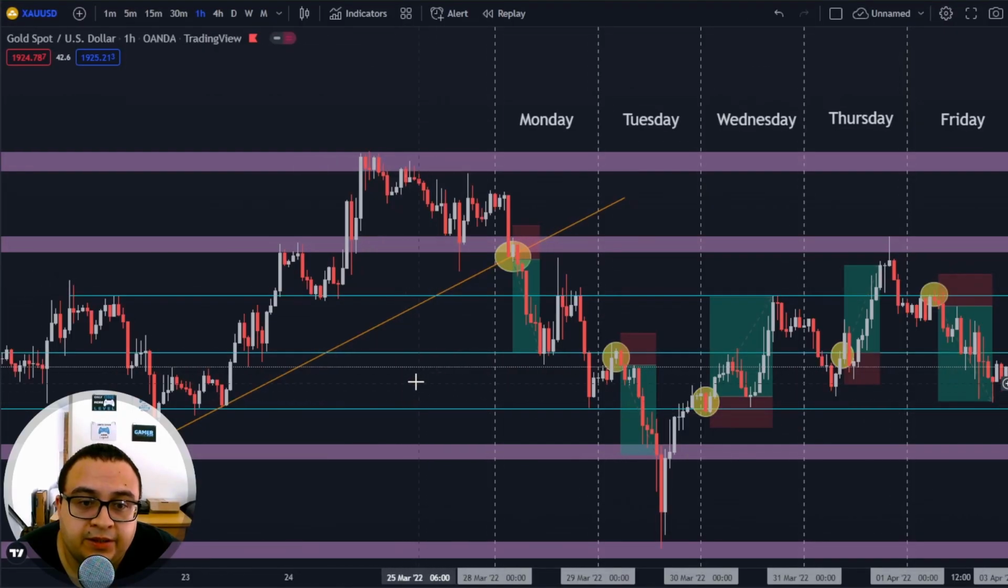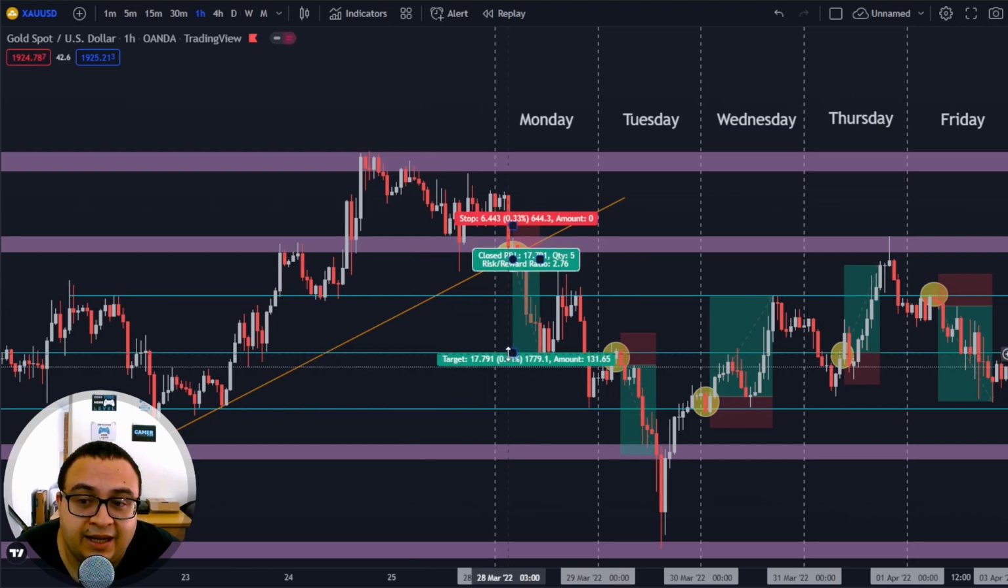So as I mentioned, we see a break of structure. The market closed below this uptrend, and we see that would have been our first point of entry for a short. And we see that this level of the purple bar was also broken. You would have taken profit on this level here, 1927.